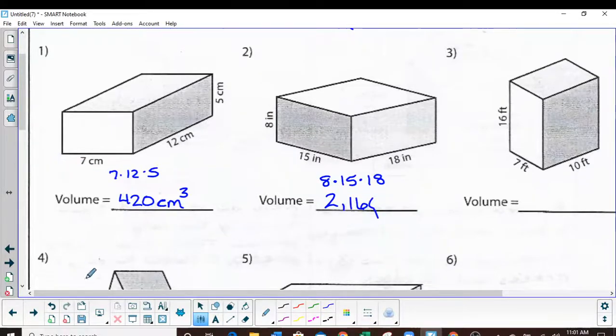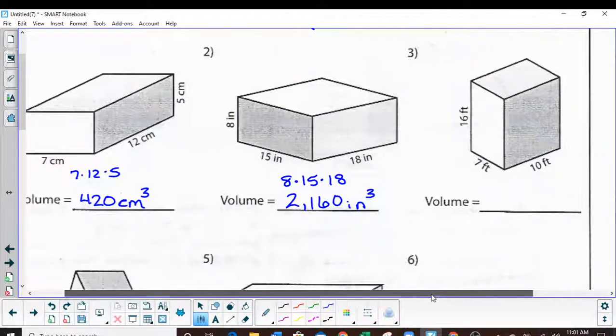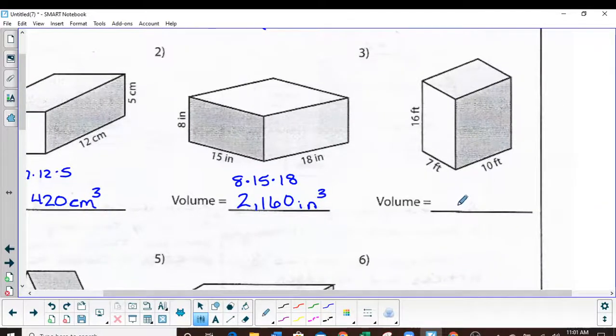2,160. Oops, pen went crazy. 2,160 centimeters. Oops, no, that's not centimeters. My fault. Isn't that inches on this one? Yep. 2,160 inches cubed. Okay. On the third one, again, all you're doing is multiplying the three numbers. 16 times 7 times 10. And that is 1,120 feet cubed.